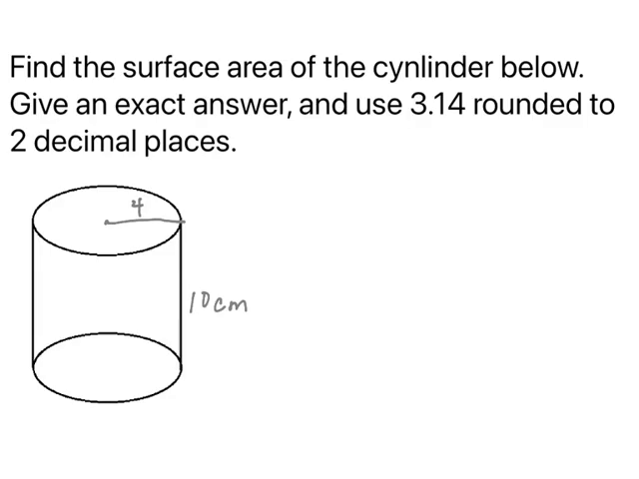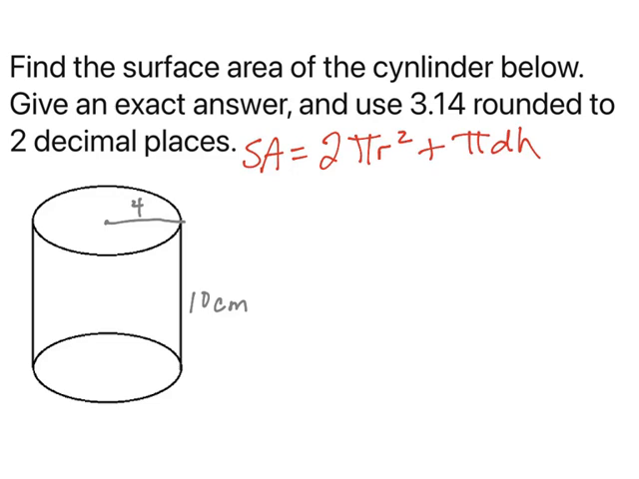Let's do some examples. Okay, find the surface area of the cylinder below. Give an exact answer and use 3.14 rounded to 2 decimal places. So we're going to basically do two different problems here. First, let's remember that the surface area is 2 pi r squared plus pi d h. So what do we know?